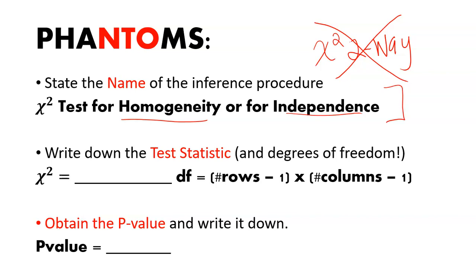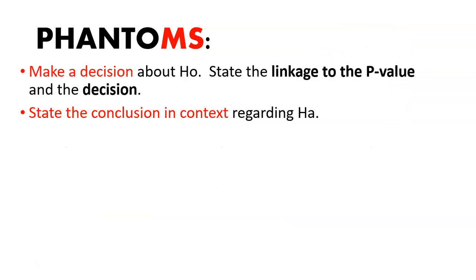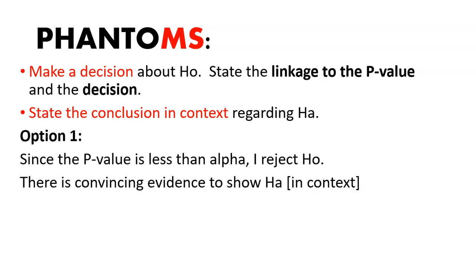Remember, your degrees of freedom is a little bit different with a two-way table. That's rows minus 1 times columns minus 1. You're going to get that p-value and you're going to write it down. And remember, the chi-squared and the p-value are most of the time going to be pulled straight out of your calculator. You're going to make a decision about the null hypothesis. You're going to make sure you state that linkage to the p-value and the decision, and you're going to state your conclusion in context regarding that alternate hypothesis.